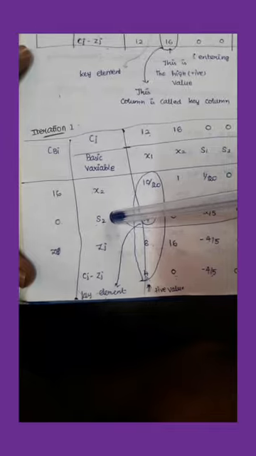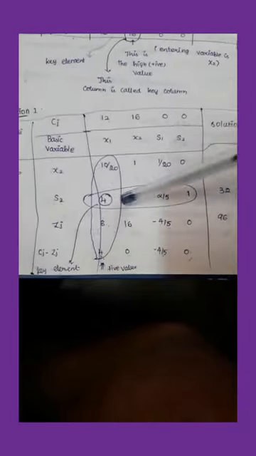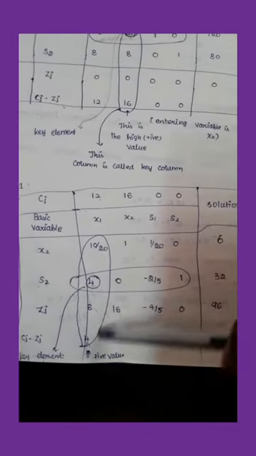See the corresponding variable. The corresponding variable is S2. So the leaving variable is S2. Mark this corresponding row. This row is said to be your key row. So we have found that the key column is x1 and the key row is S2.